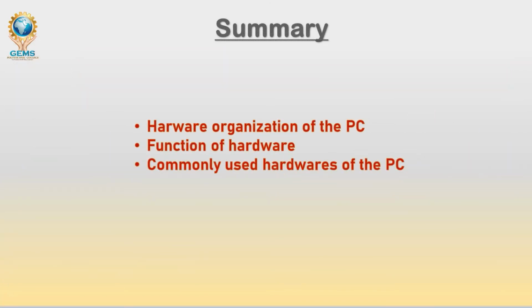What are the topics that we have covered today? The first topic is the hardware organization of the PC, where we studied how the hardware is organized in the PC and how the hardware functions inside the PC. Second is the function of the hardware, where we saw the input function, output function, storage function and process function. And in third we have seen the hardware that is commonly used in a PC, commonly linked to a computer, so that the user can use a PC easily and comfortably.